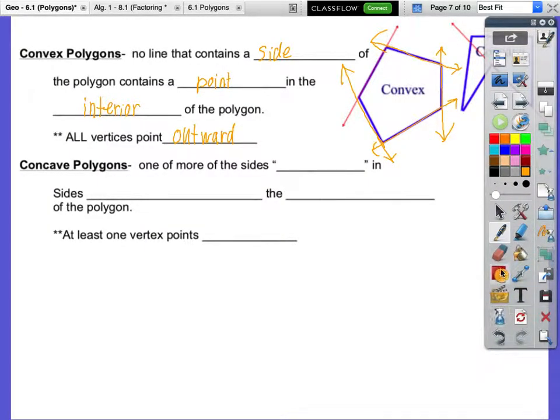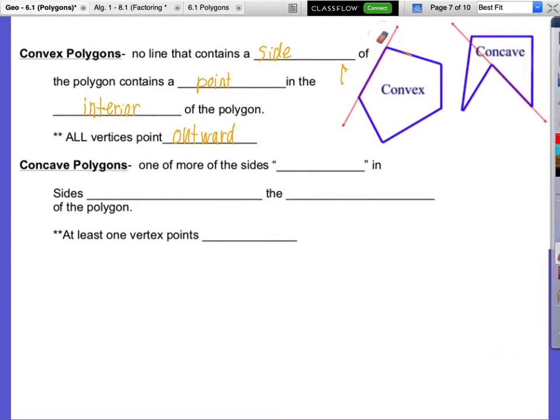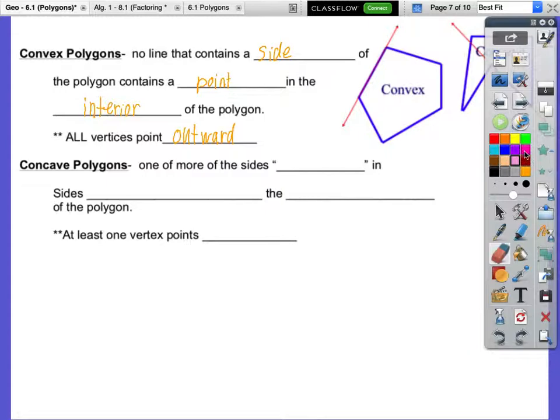Ow. I thought it was not a side word. Like inward, outward, side. I'm hurting.